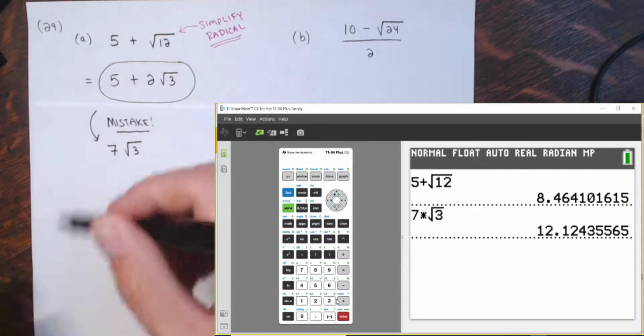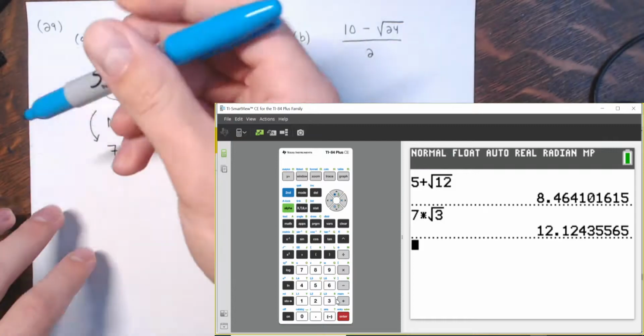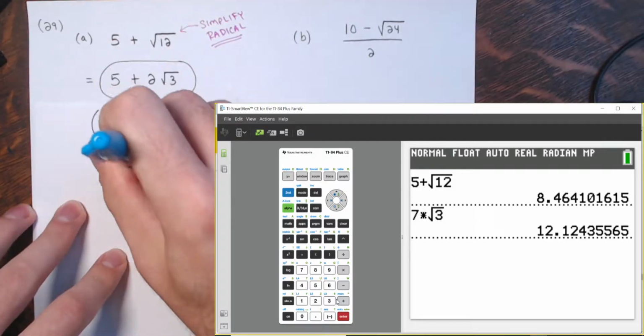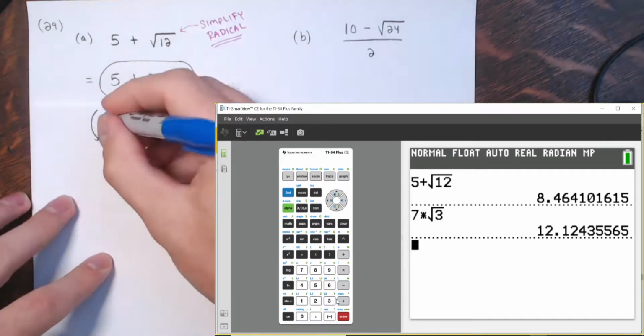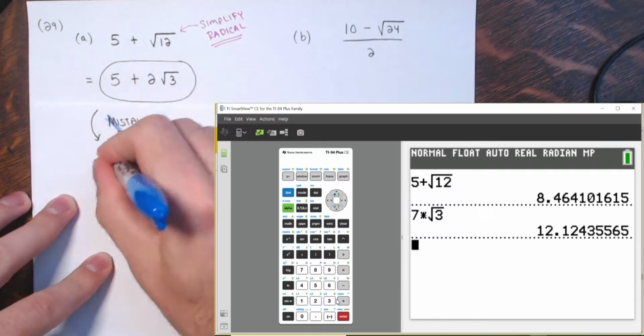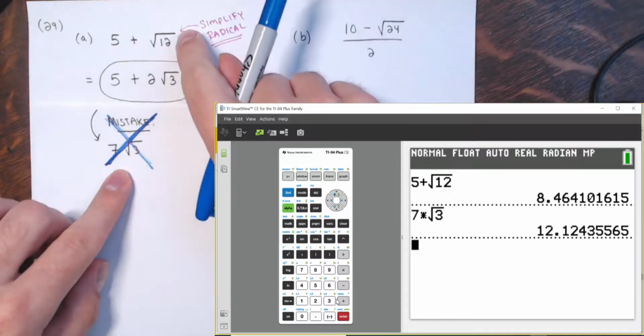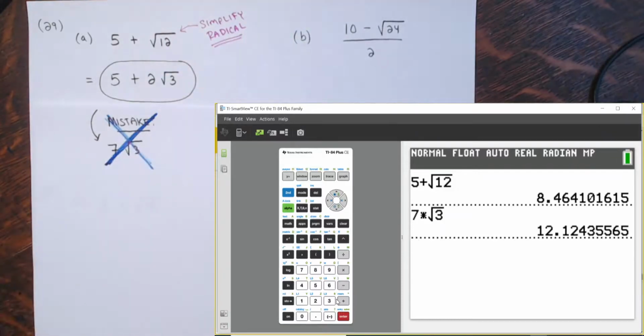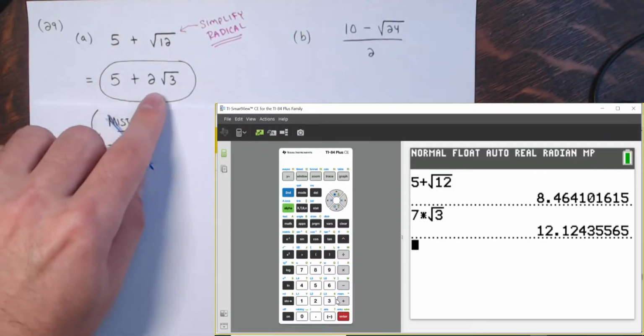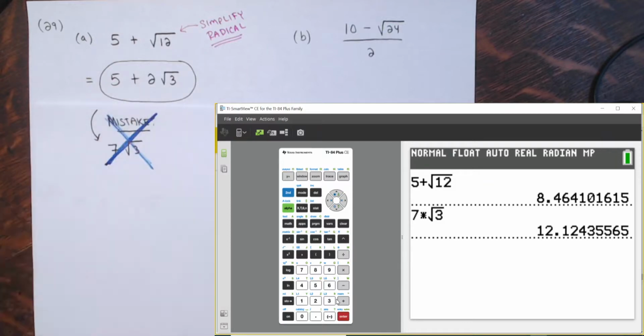This is bad. I'm going to cross it out with an actual color that works. That is not the same value as the expression I was given, and that's because you can't add radical terms with non-radical terms. So that's as simple as I can get that.